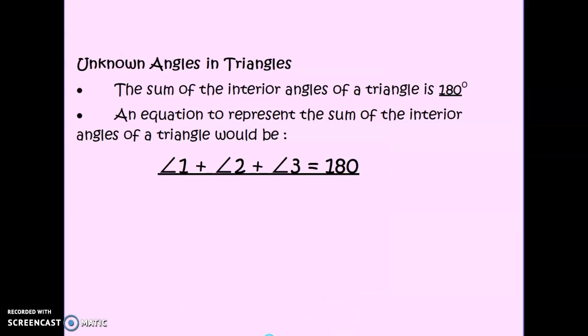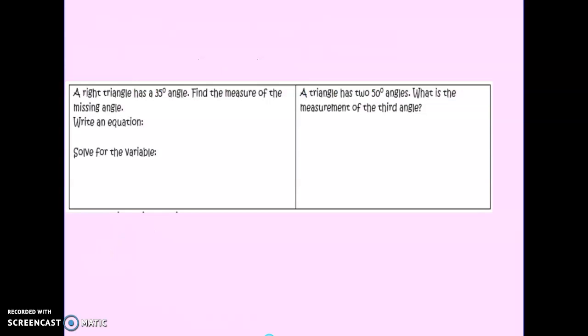Now we're talking about unknown angles in triangles. So the sum of the interior angles, we talked about this earlier, is 180 degrees. And what interior means are these angles that are on the inside. So this sum would be equal to 180, so we can write that equation. The angle 1 plus angle 2 plus angle 3 equals 180. We can use that equation to solve the next problem.